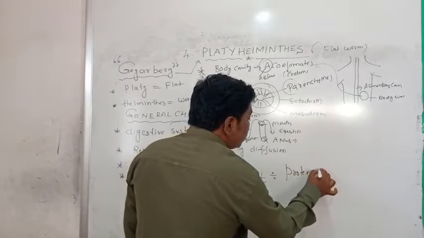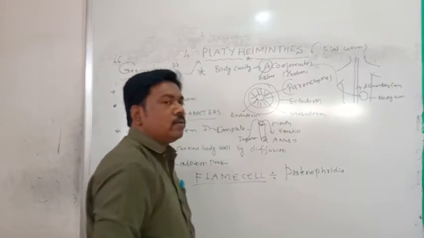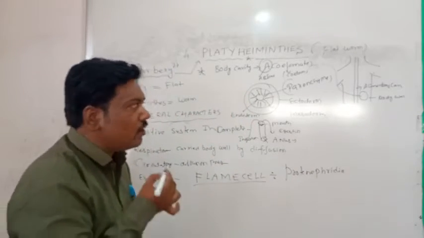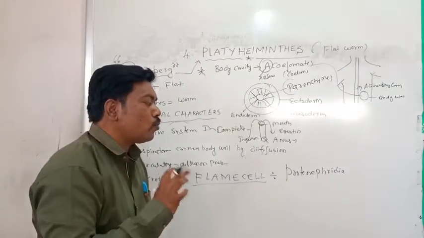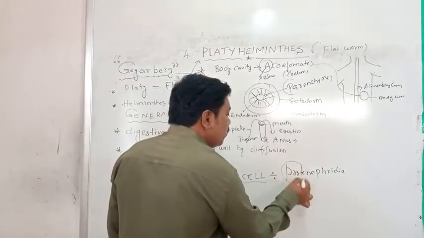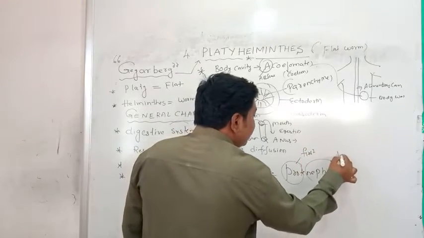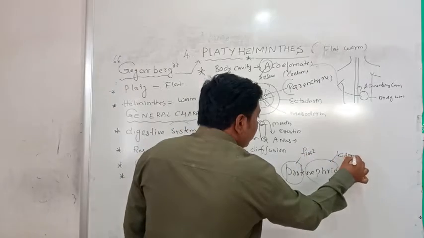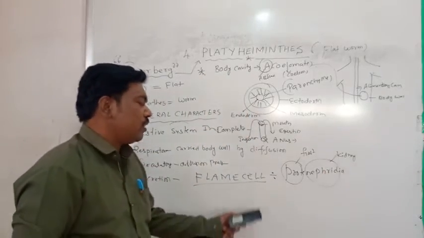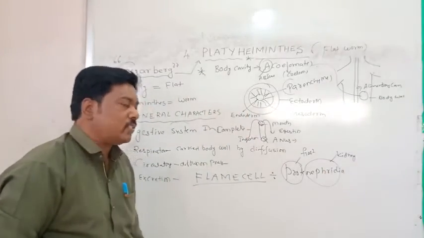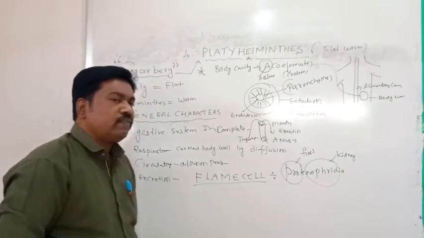These flame cells are also known as protonephridia. It is first developed in the Platyhelminthes. That's why it is called proto. Proto means first, and nephridia means kidney. Excretory organs are called nephridia. The first time it is visible is in the Platyhelminthes organism. So that's why it is called protonephridia, and it is also known as flame cells.